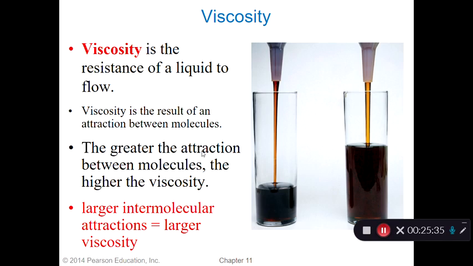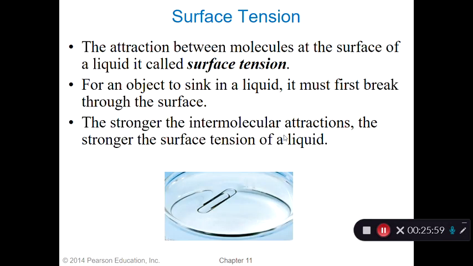These larger intermolecular forces make larger viscosity. So this resistance gives a better observation to understand that we have larger or stronger intermolecular forces. Surface tension is another one. It is the attraction between molecules at the surface of the liquid. We call it surface tension.